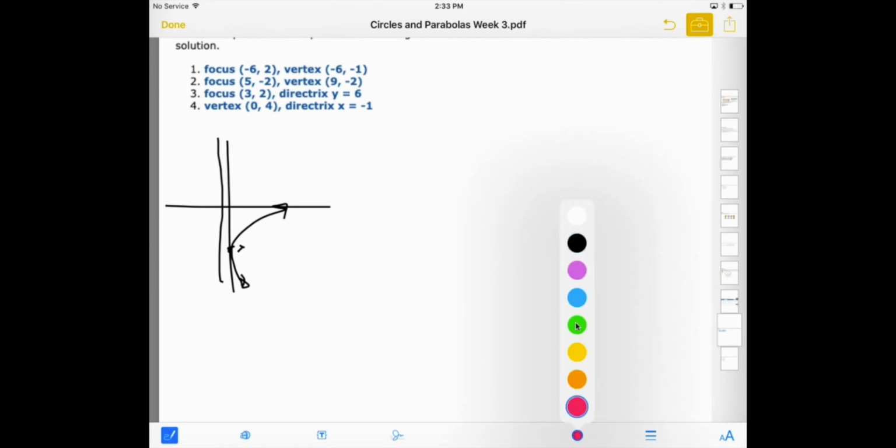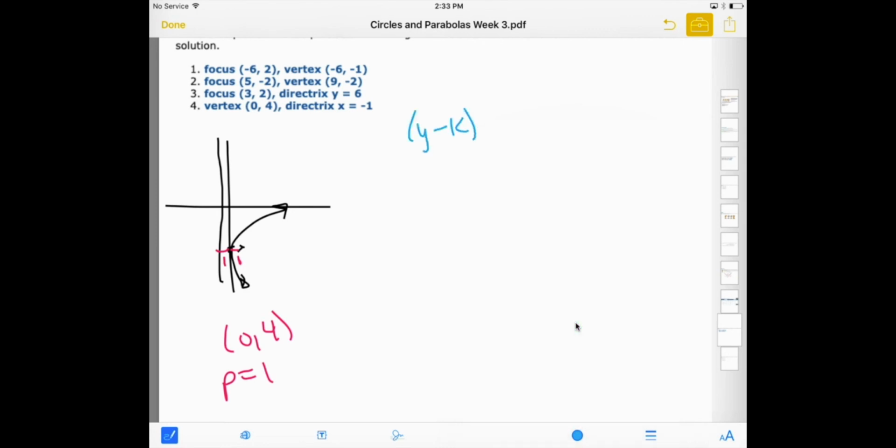Now, from the directrix to the vertex, it's a distance of 1, from negative 1 to 0, so I know it's going to be the same to the focus on the other side, which means that my p is a positive 1 value because we're also pointing to the right, and I know my vertex is (0, 4). So since we're pointing to the right, for my equation, I want to use the one that says (y minus k) squared equals 4 times p times (x minus h).